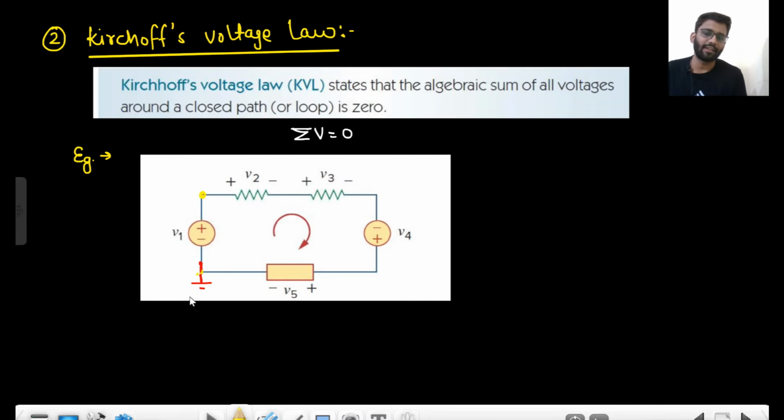Jumped here and look backward. What is the sign? Positive. So we will write positive. Now from here we will jump and look backward. We jumped here, look backward. What is the sign? Negative. Minus V2.